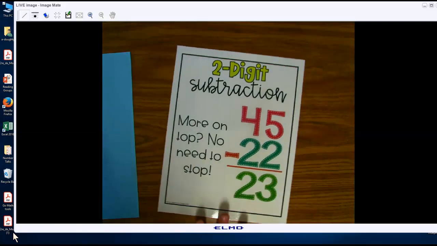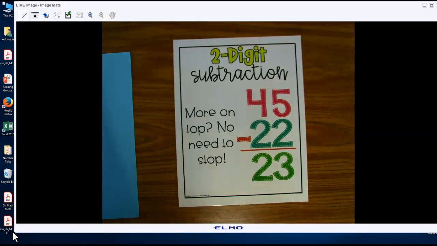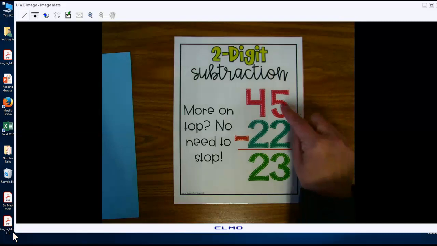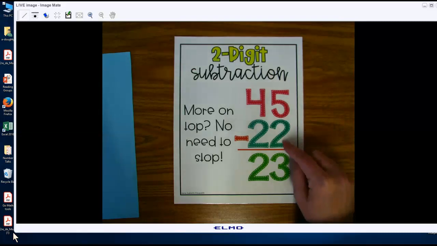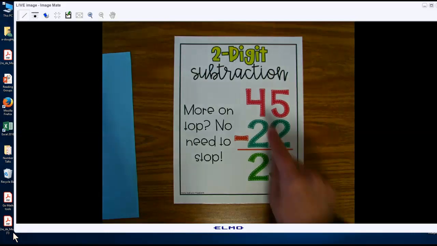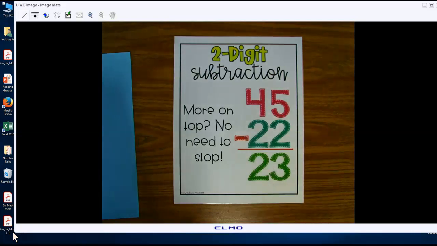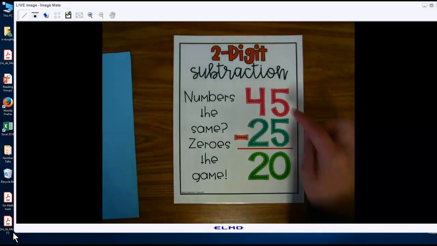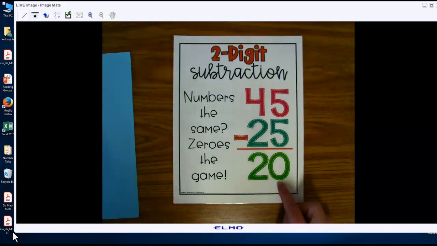Today we're going to practice more subtracting two-digit numbers. So we've learned the 3 rules when it comes to subtracting. The first one, if there's more ones on top than on the bottom, there's no need to stop. If we have 5 ones, we can take away 2, and that's 3, and then 4 take away 2 tens is 2. If the numbers are the same in the ones, then zero is the game, and we subtract the tens. 4 take away 2 is 2.